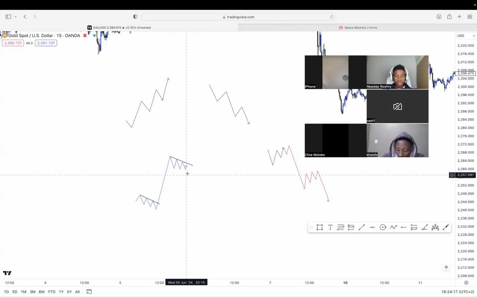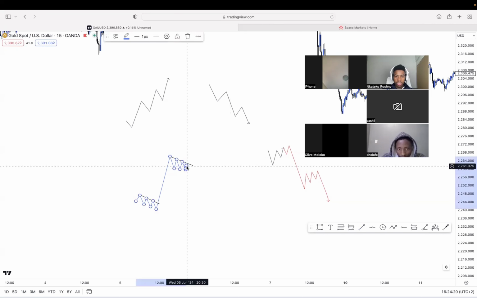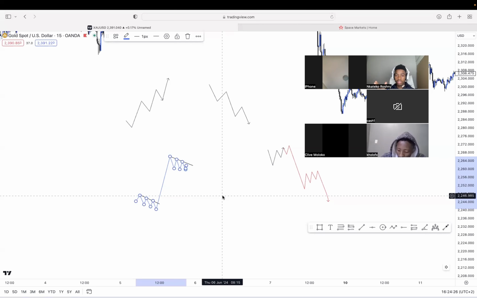So what I'm saying is that if they're approaching here, never ever think they're gonna break out, because if they don't break out and you just decide to buy, you may take a huge loss, understand?